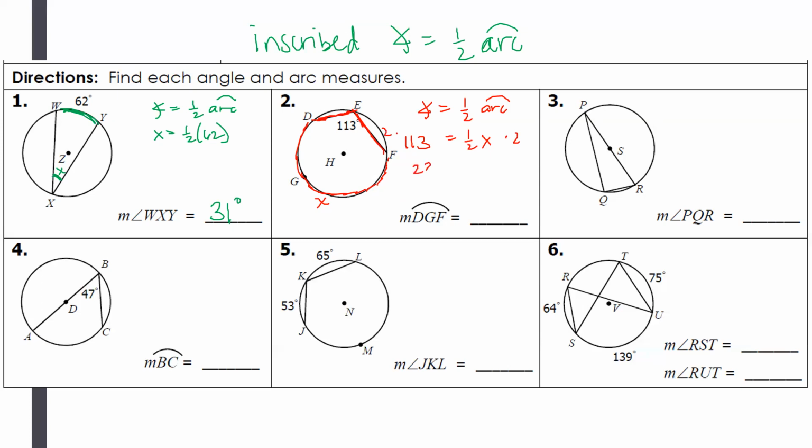So I get 226 is the measure of that whole big arc, which makes sense, right? It's 226 degrees. That's a large portion of that circle that's highlighted. So 226 out of that 360 is a pretty large portion of the total 360 degrees.